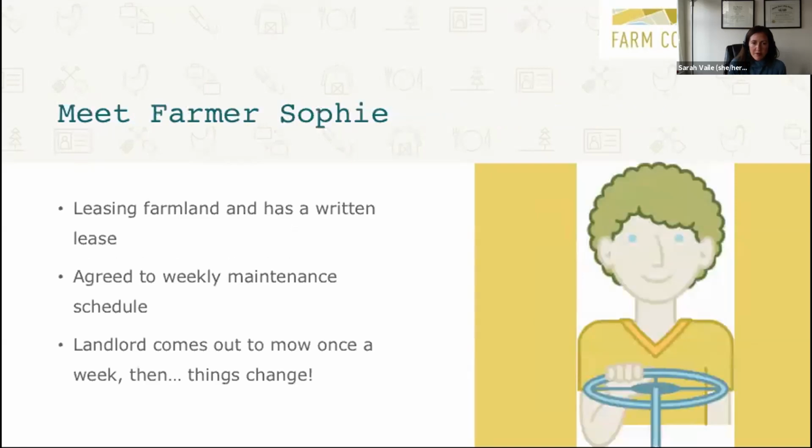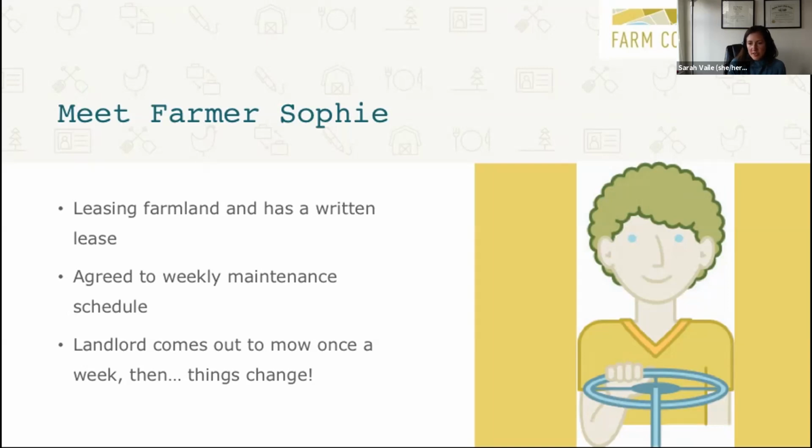So let's meet farmer Sophie. Sophie is leasing farmland property with a house that she lives in. And on the farm, she grows produce for farmers markets and chefs. She has a written lease agreement with the landlord, and in their lease, they agreed that the landlord will mow the grounds to keep the property looking good, which also relieves Sophie of this chore while maintaining the property for her customers to enjoy. When Sophie moved in, she and the landlord discussed schedules, and they agreed that Tuesdays would be the very best day of the week for the landlord to come in and mow.